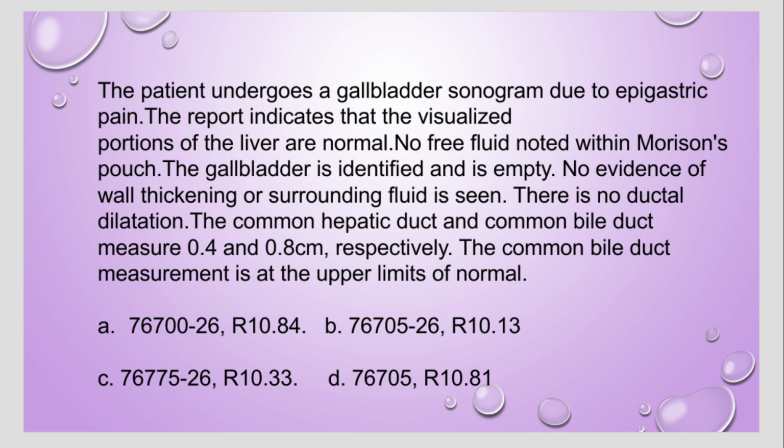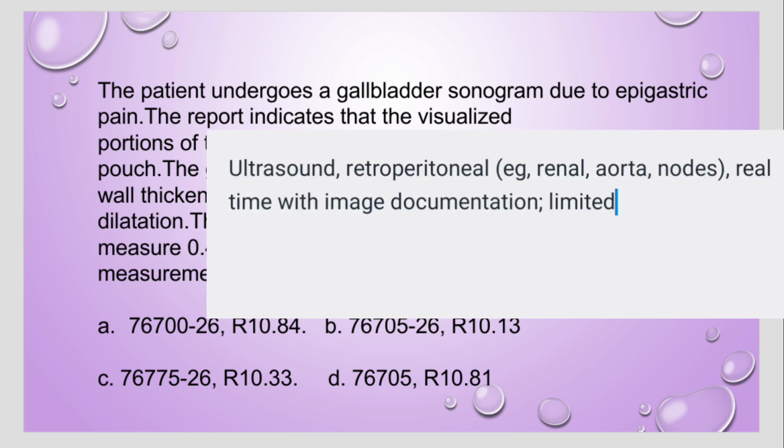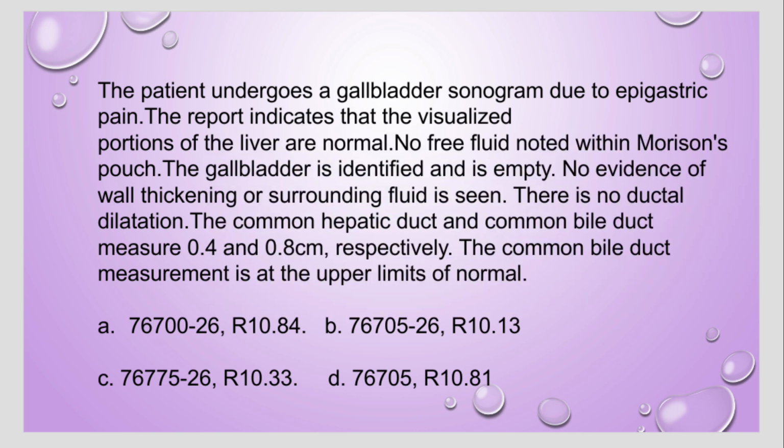Let's check the 76775. It is for ultrasound retroperitoneal. Example, renal aorta nodes real time with image documentation limited. So it is not a correct option, so we can eliminate it. And option D is same as option B.